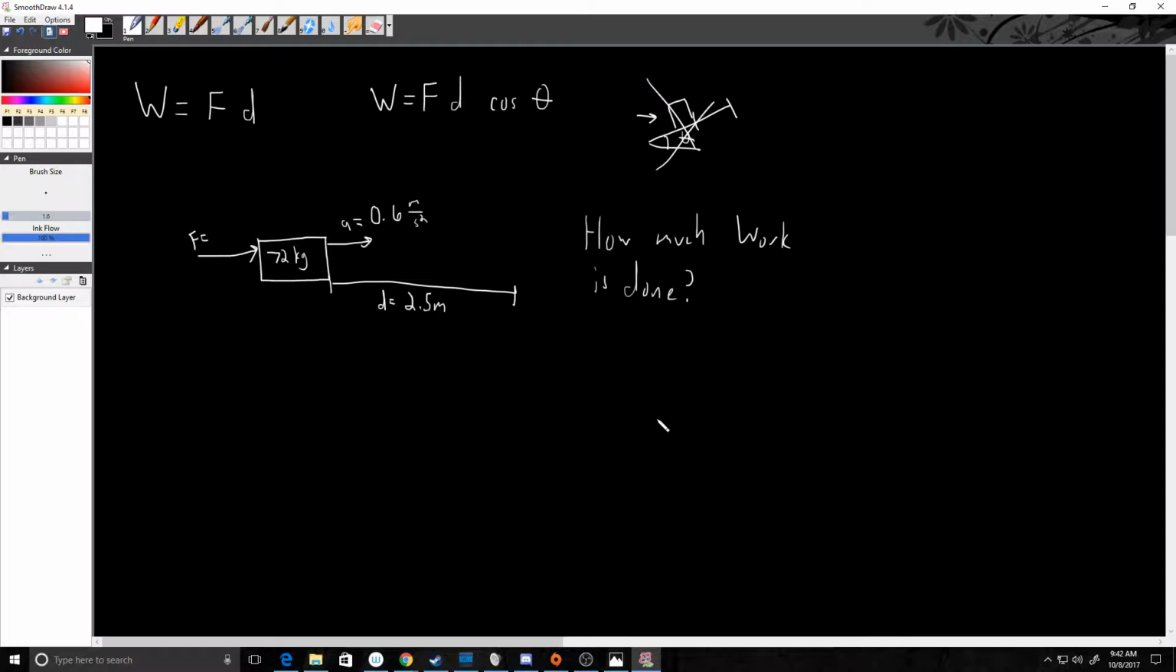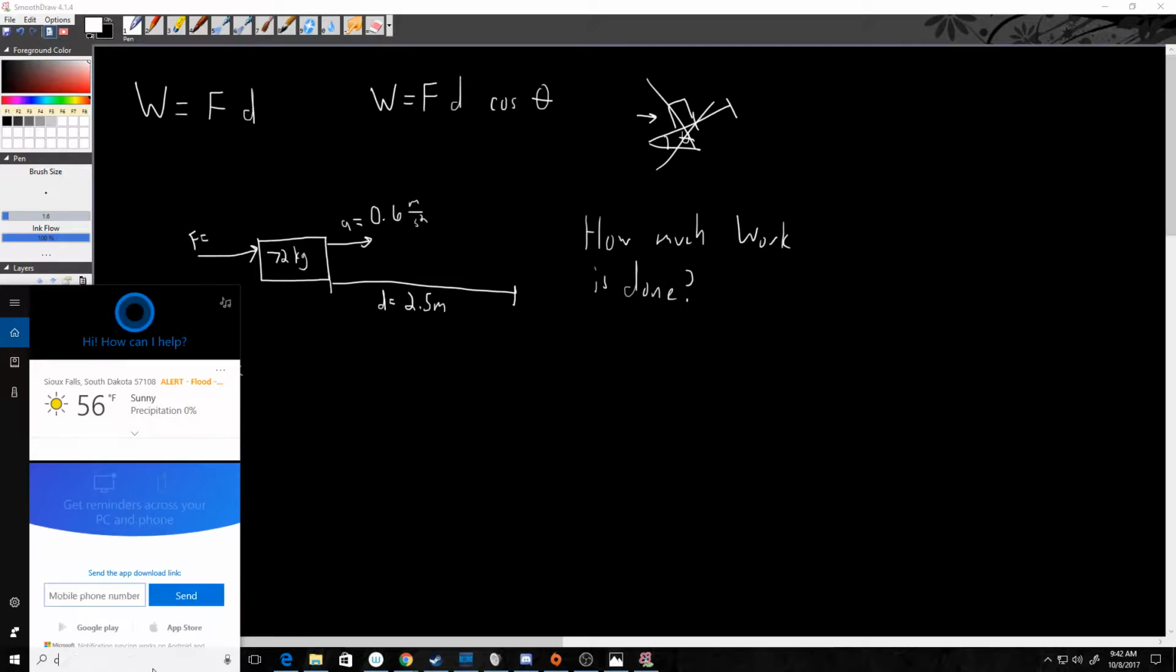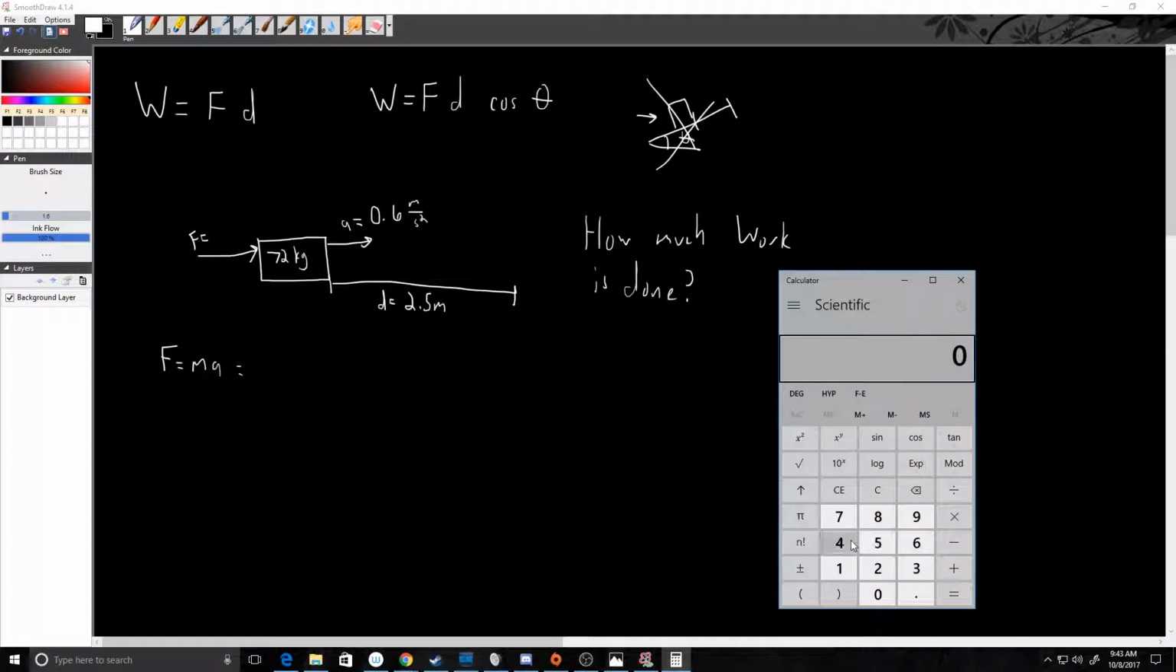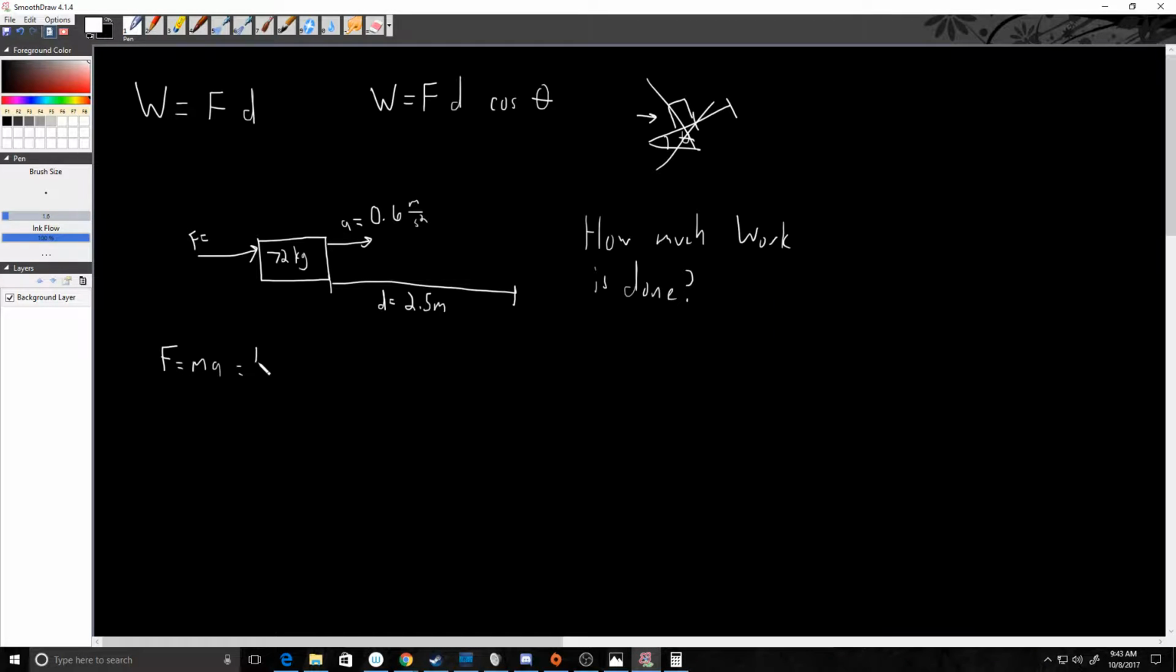All right, so starting off, I don't have force, but they did give me mass and acceleration. And if you remember, force is just mass times acceleration. So let me get out my calculator. The mass we said was 72 kilograms. Acceleration we said was 0.6. Looks like I'm using 43.2 newtons of force. I'm going to fill it in on my diagram here. All right, 43.2 newtons of force.